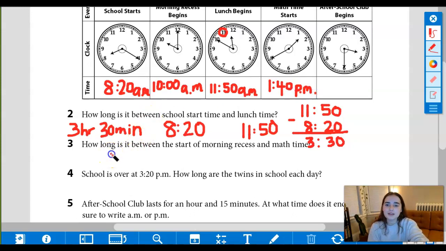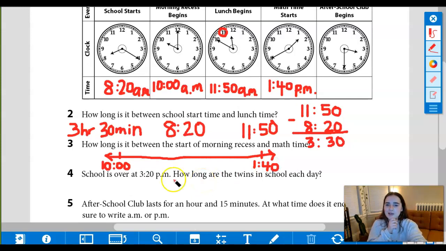Okay? When we're using the number line, we have to make sure that we are starting with that first time. Okay? So I'm going to start here at 10 o'clock a.m. because that is when morning recess begins. And I need to figure out how much time passes between 10 o'clock and 1:40.